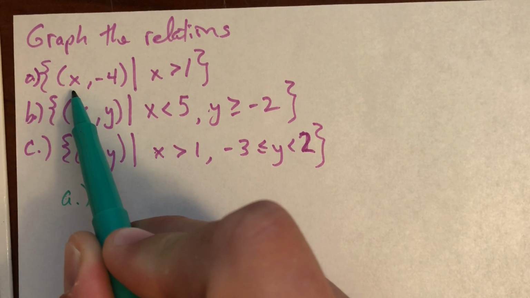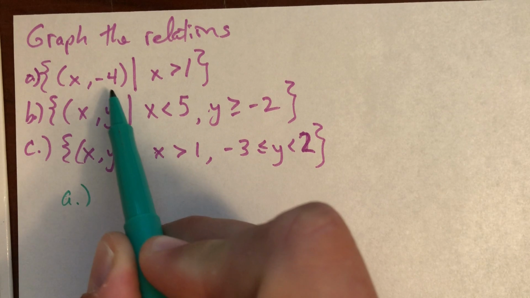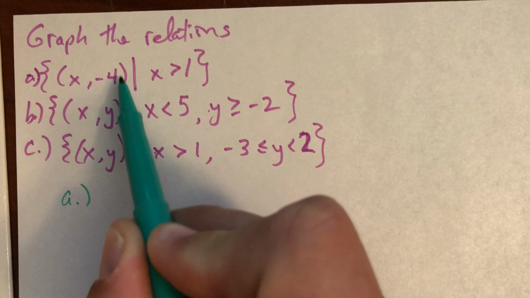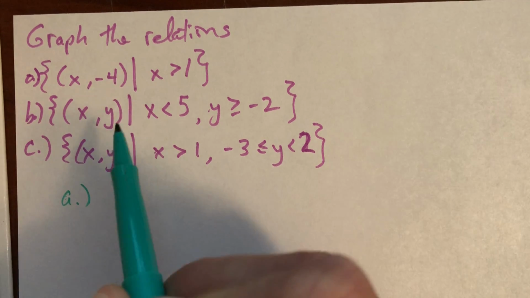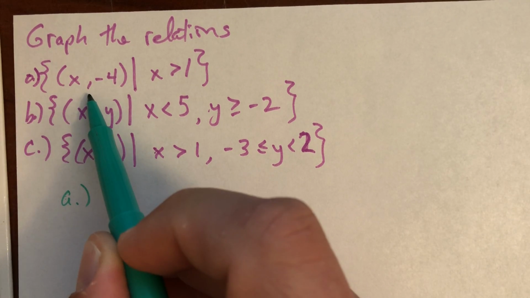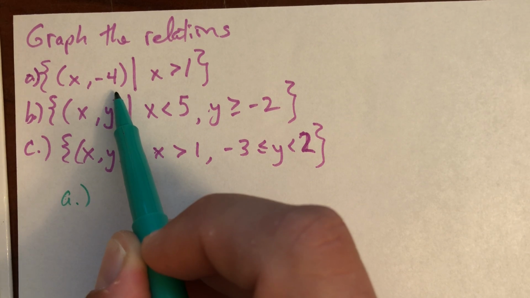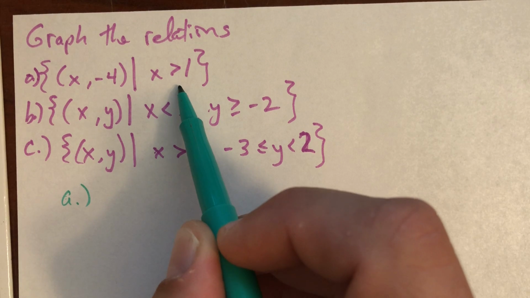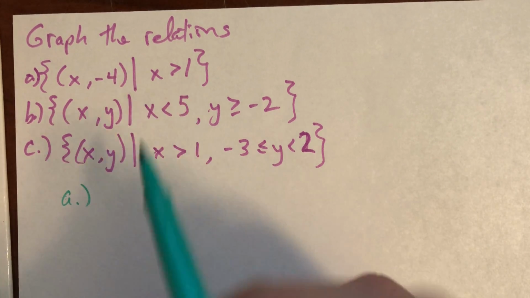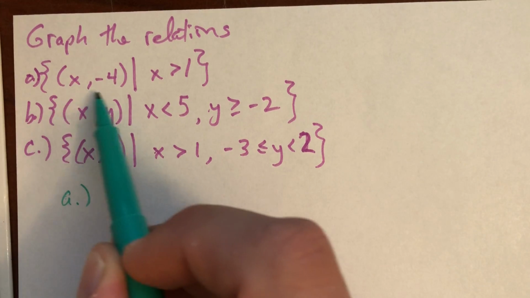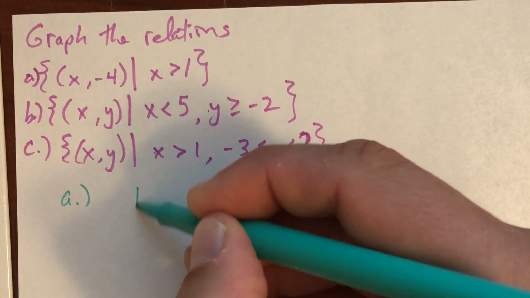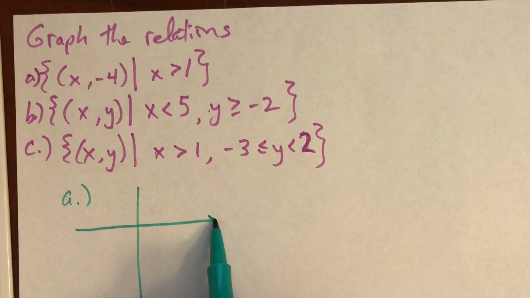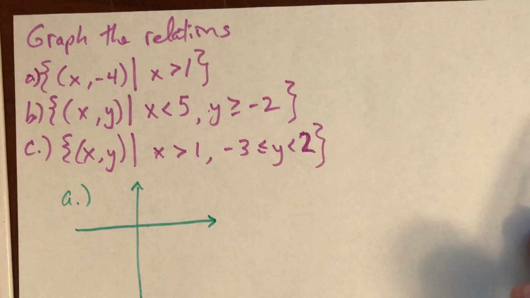We don't know what the x-coordinate is, but every single one of these points in this set has y-coordinate -4, right? So we want the set of all ordered pairs whose y value is -4 such that the x-coordinate is bigger than 1. Let's take this in little parts. We've got a set of ordered pairs, so we can start out by drawing our nice Cartesian plane here, with our x-axis and our y-axis.